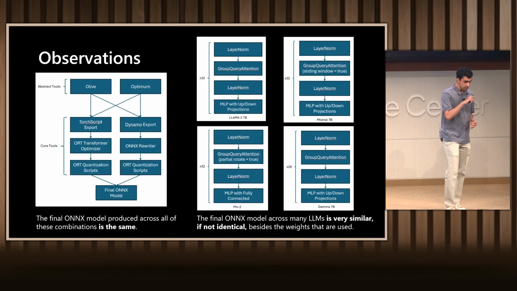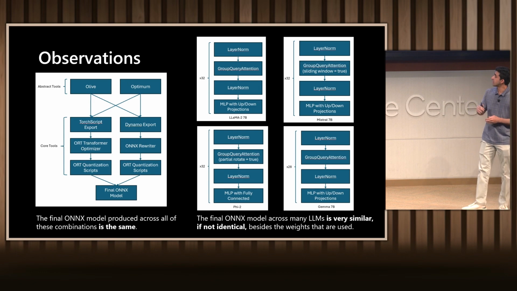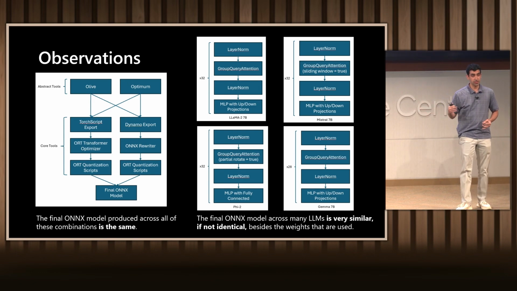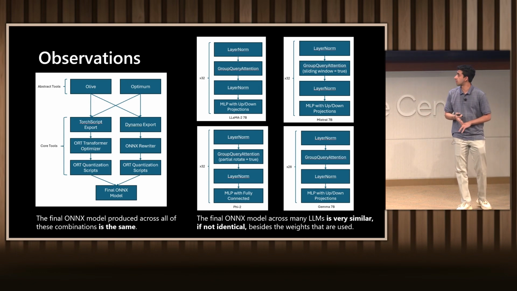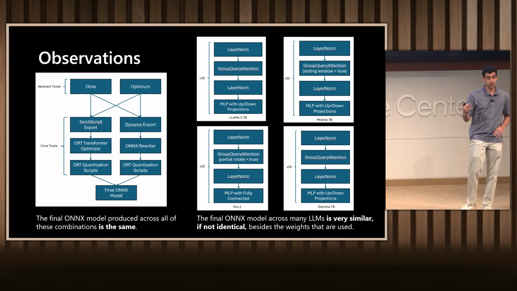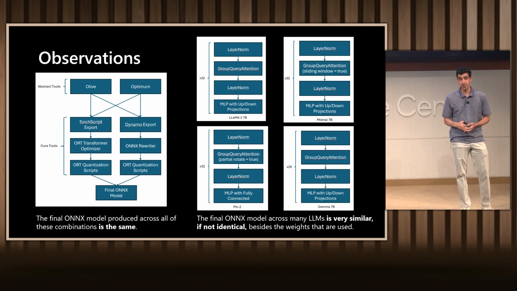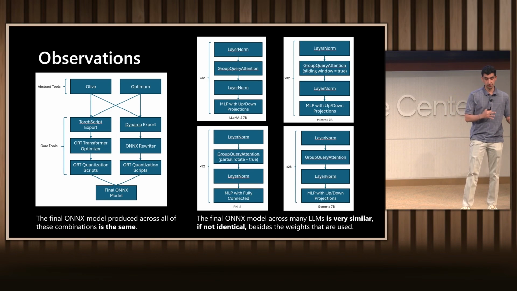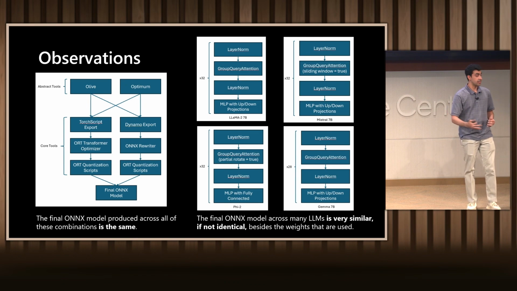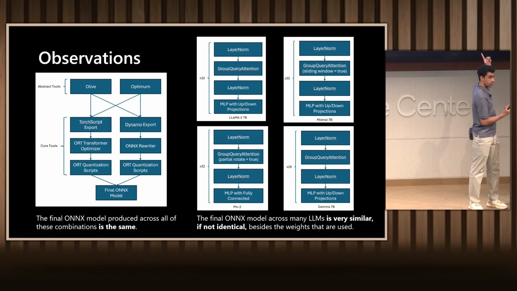And so we can take this a step further, and so when there's a lot of abstract tools out there like Microsoft's Olive or Hugging Face's Optimum that'll use these core tools under the hood to get you the final ONNX model, more often than not in the LLM space especially, the final ONNX model produced across all these combinations is the same. We can even take that a step further and say, we look at, let's say, a lot of the popular LLMs.